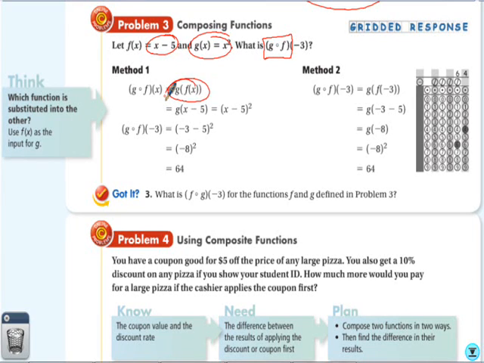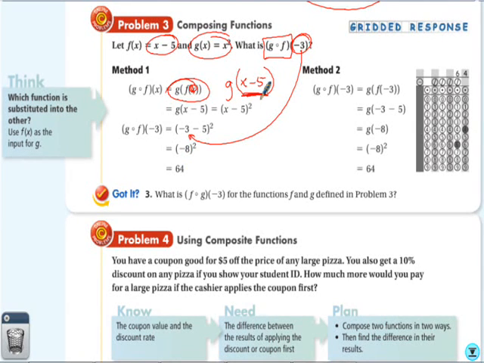Okay? So what we're going to do is take f of x and put that in right here where the x is. So this is g of f of x, and f of x is just x minus 5. The g is all of that squared. Oh, and we're finding it for negative 3. So we plug the negative 3 in right here. Negative 3 minus 5 is negative 8, and negative 8 squared is 64.